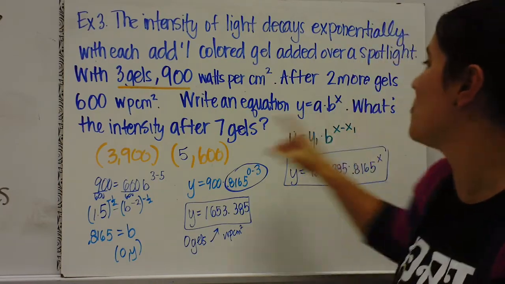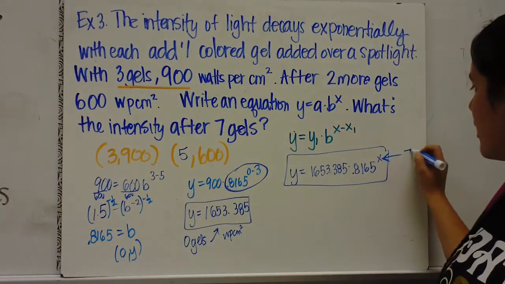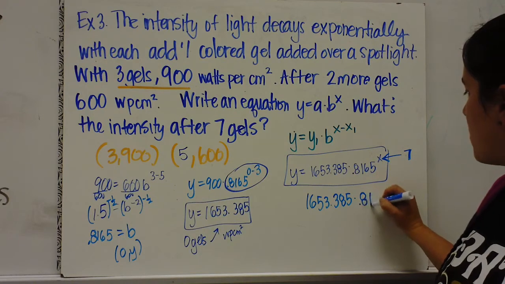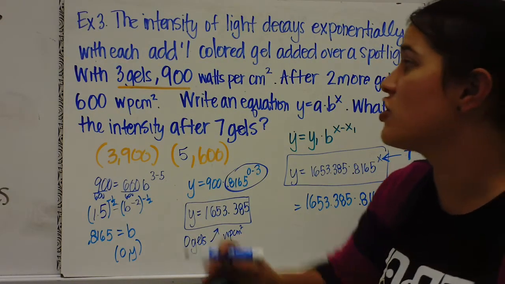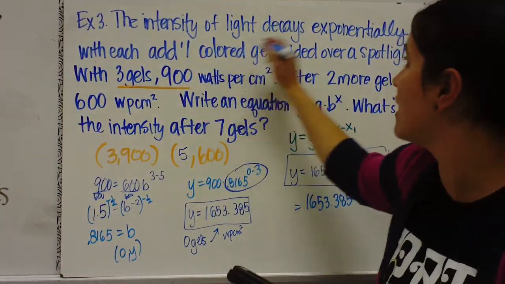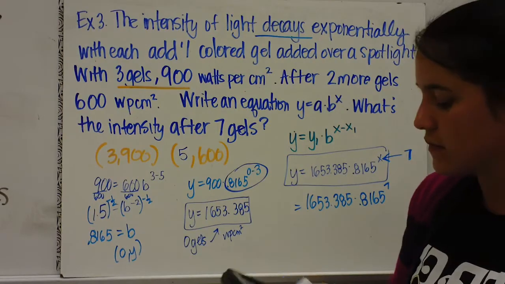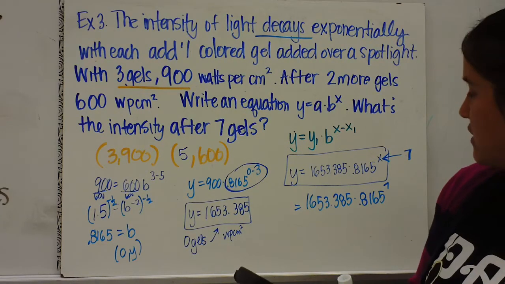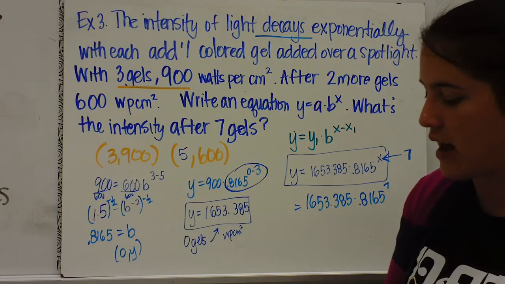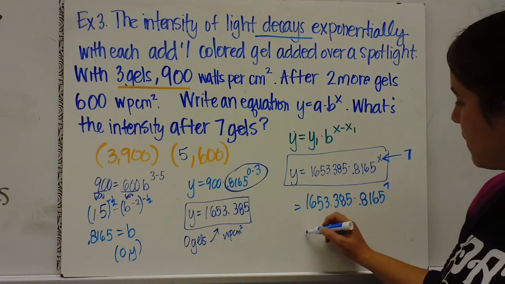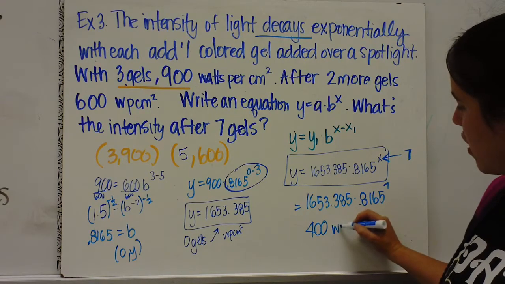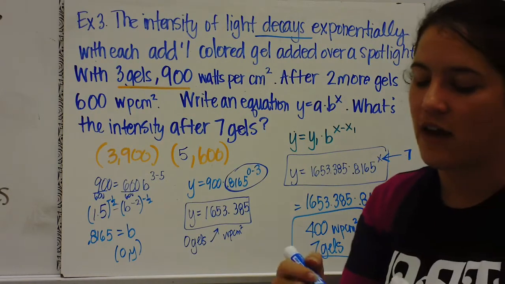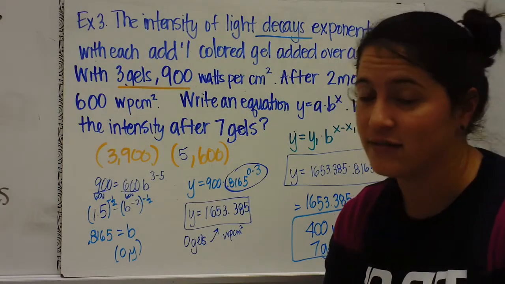The question also states, what is the intensity after 7 gels? So we would substitute in right here as 7. 1653.385 times 0.8165 to the 7th power. It should be smaller than 600 because it's a decay. It decays. So I'm going to type in 0.8165 to the 7th power times 1653.385, and it's 400 watts per centimeter squared with 7 gels. Now that was a lot, and I'm not denying that that was a lot, but we have one more.